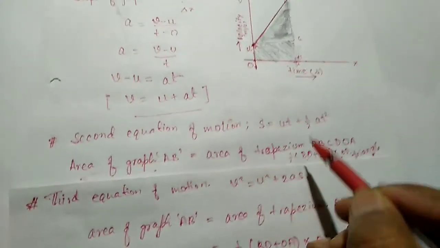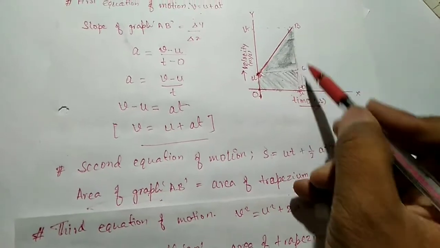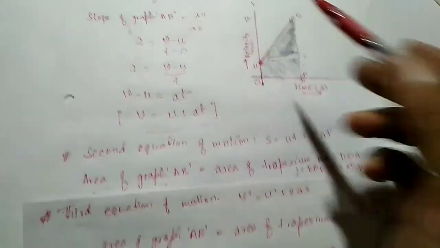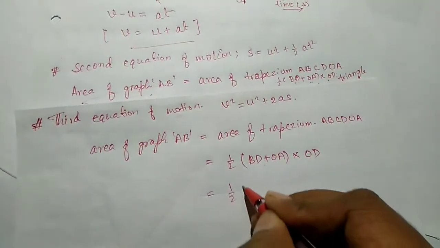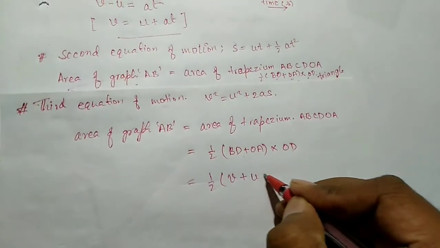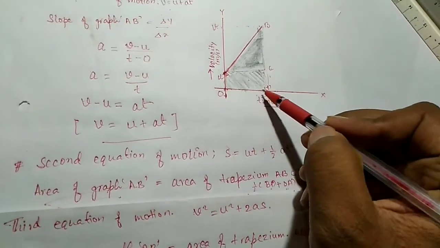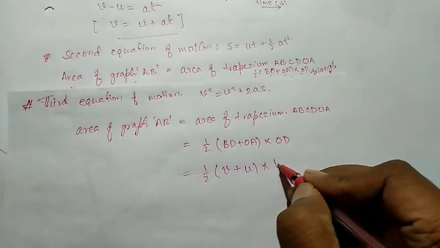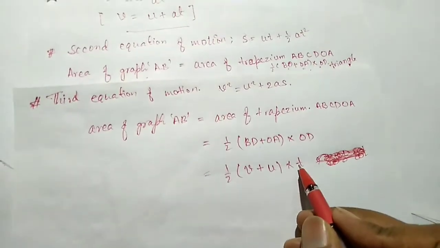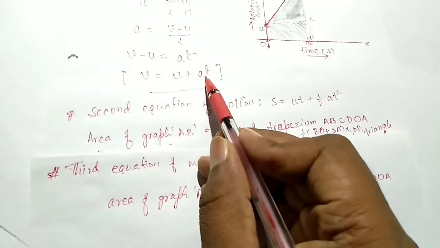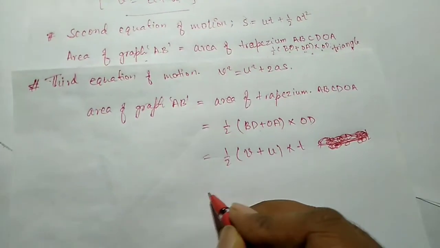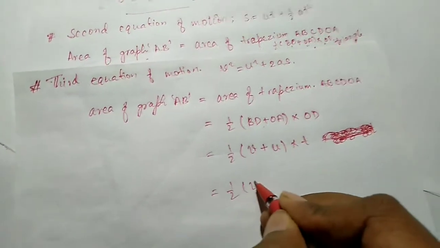So BD is what here? See, B to D, the complete V. So half complete V plus OA, O to A, only U, the initial value, multiplied by OD. What is OD? See here, O to D, the time. So here it is time. This T, from this equation, what is T? I'm writing here half V plus U.